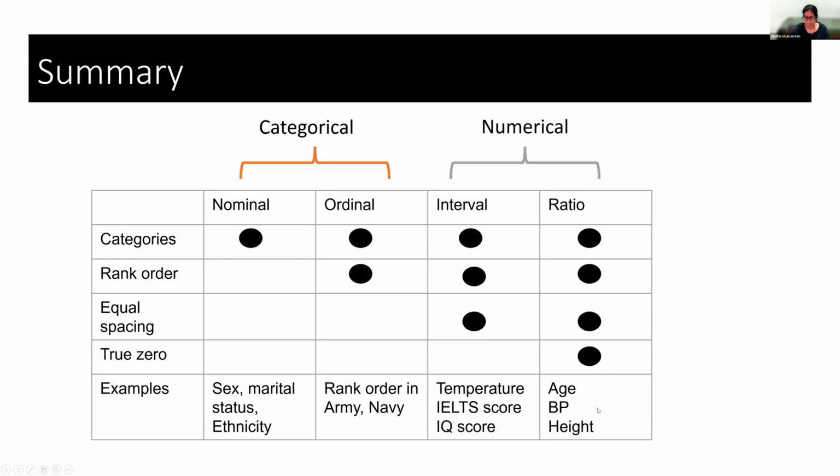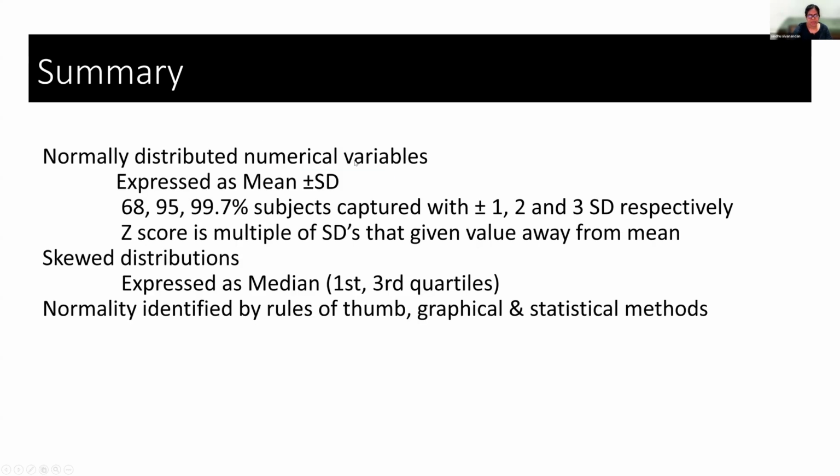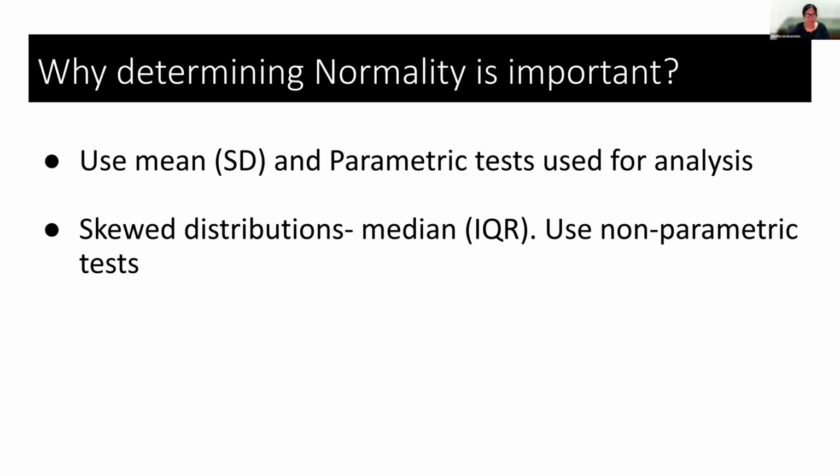Here we have examples. Normally distributed numerical variables are expressed as mean and standard deviation. 68%, 95% and 99% of subjects are captured within plus or minus 1, 2 and 3 standard deviations respectively. Whenever we have a skewed distribution, we express it as median and interquartile range. And I also told you some rules of thumb and graphical methods to identify whether a data set is normally distributed or not.